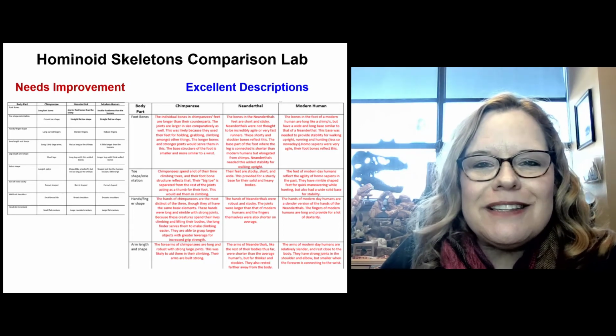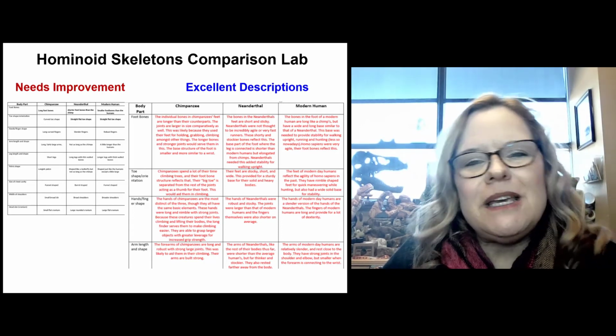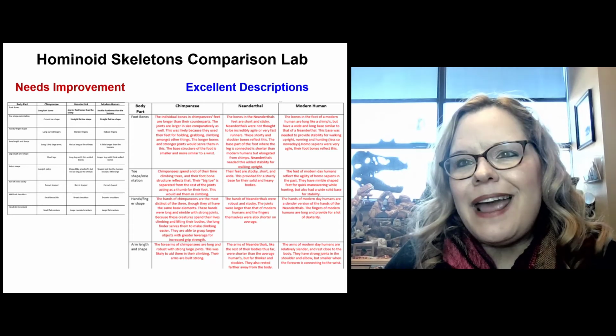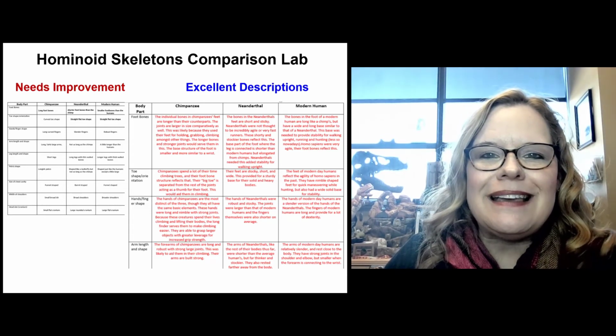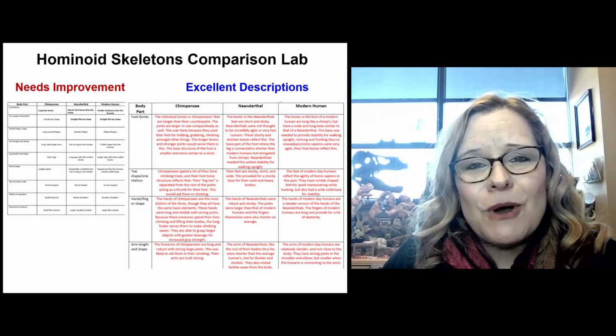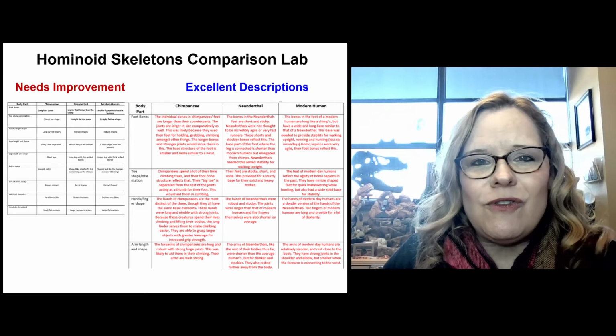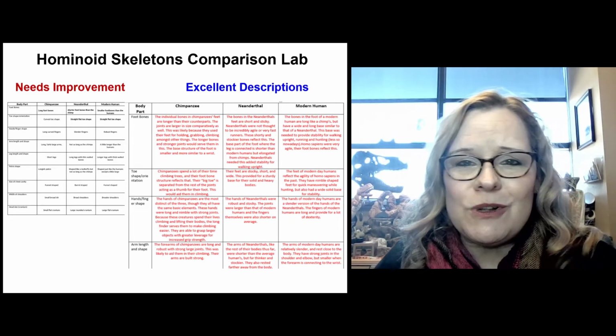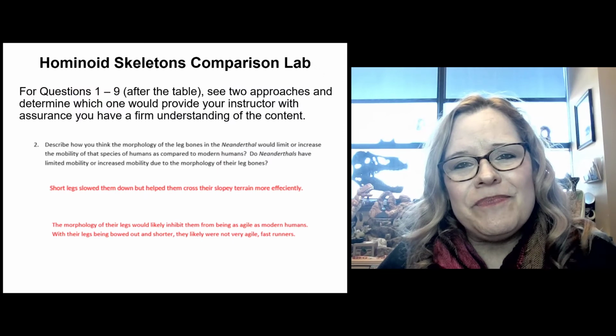So when you're doing this, just make sure that it's clear to me that you have a strong understanding, an analytical and critical thinking assessment of how these bones work in favor or not in favor for the existence and the environment in which these animals lived.